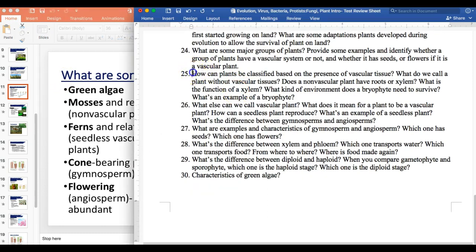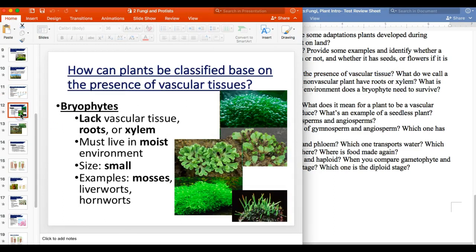The next one, how can plants be classified based on the presence of vascular tissue? Those are our fancy words: bryophytes and tracheophytes. Bryophytes are the ones without vascular tissues. They have to stay close to the ground and live in a moist area. They're really small. They can only depend on water diffusion, and they don't have a xylem.